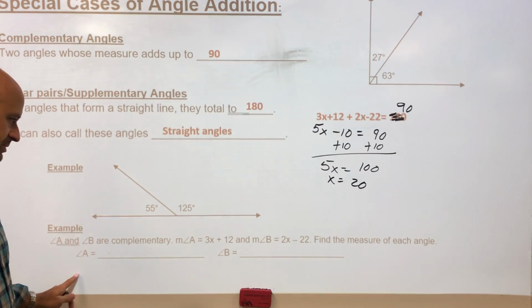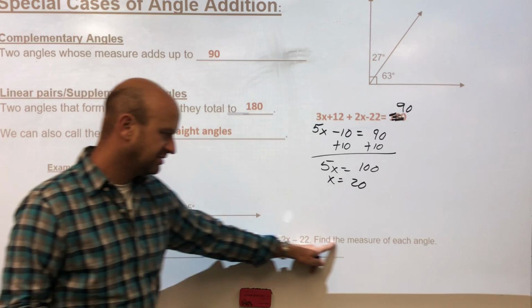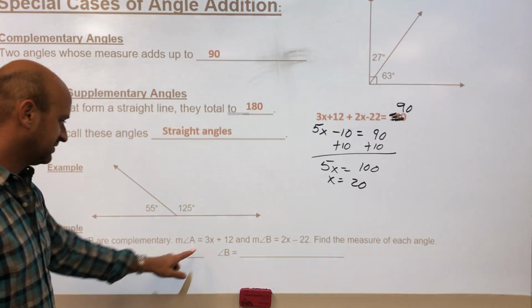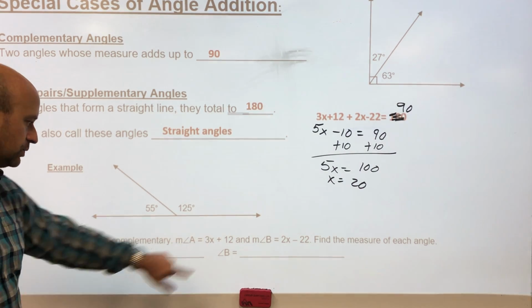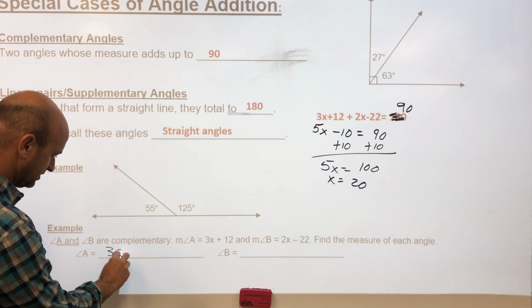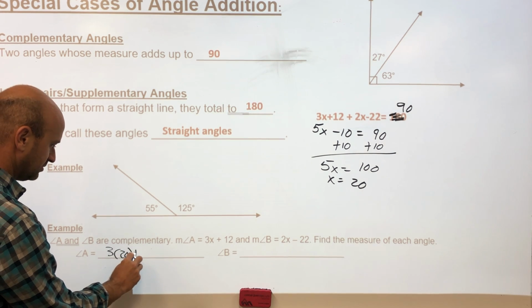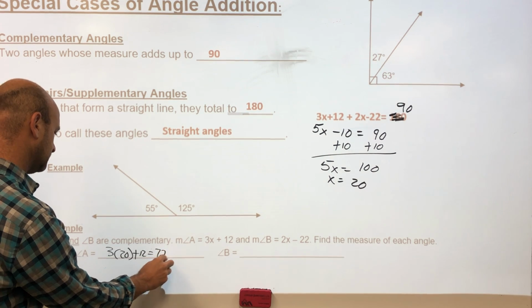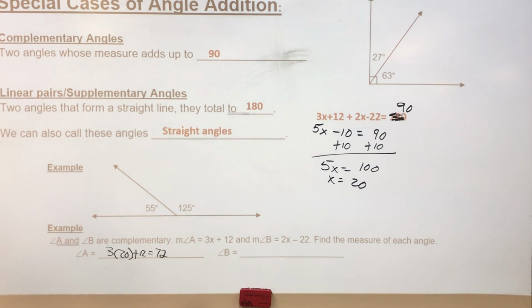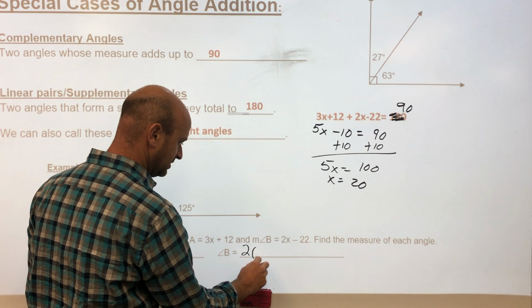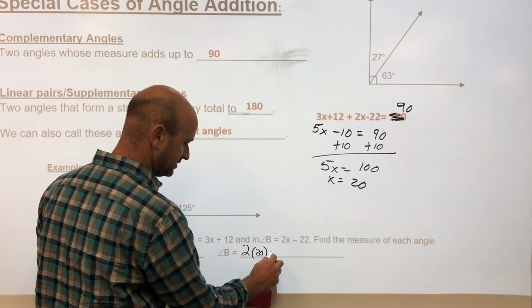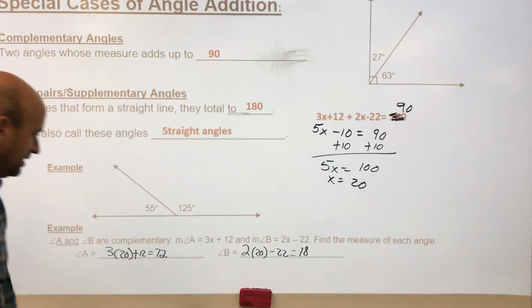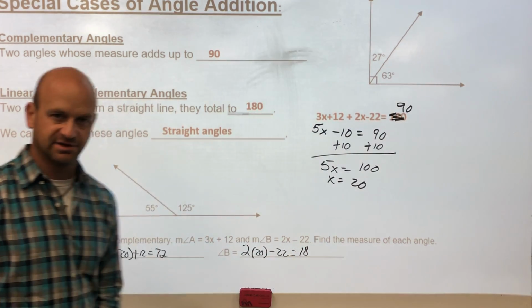But that doesn't tell us what we want here, because it says find the measure of each angle. That's not the angle, that's the variable in this problem. So what we have to do then is plug in the values. So what is angle A? It's 3 times 20, which is 60, plus 12, which is 72. Okay, for angle B, it's 2 times 20, which is 40, minus 22, which is 18, okay? And then 72 plus 18 would add up to 90.